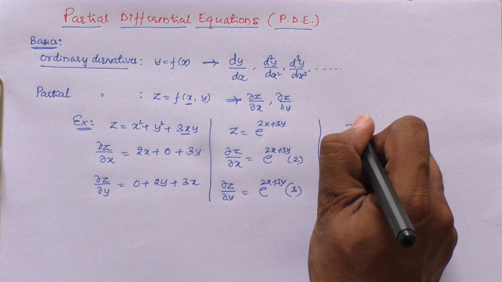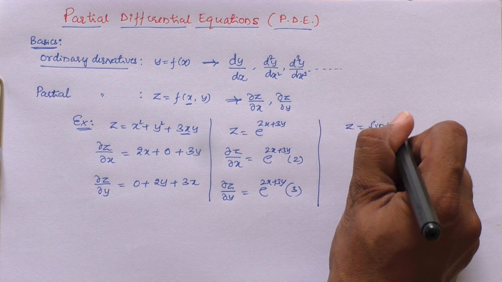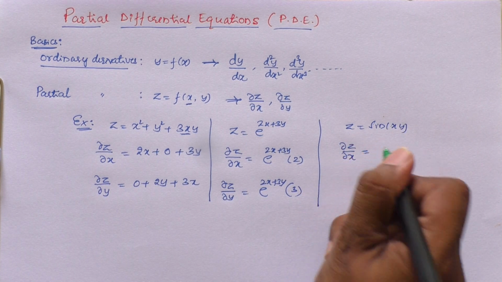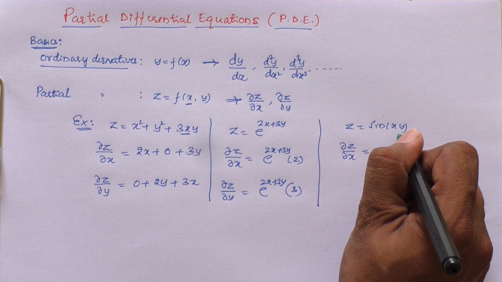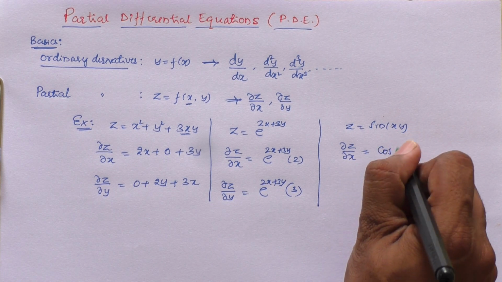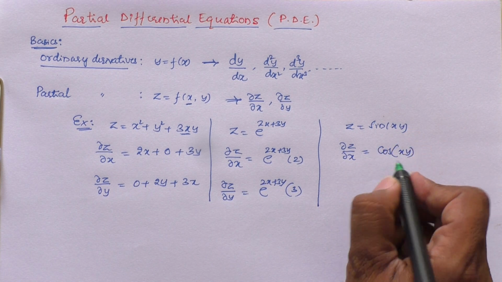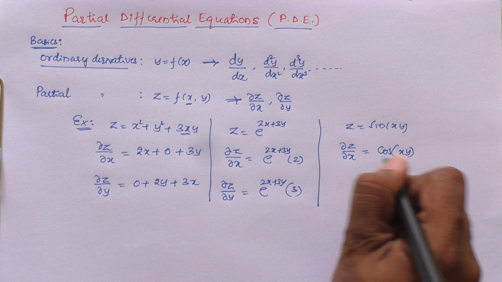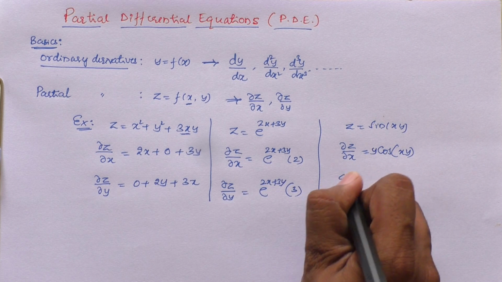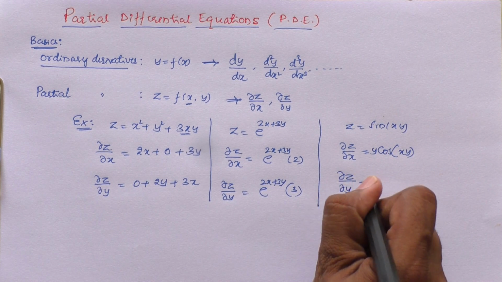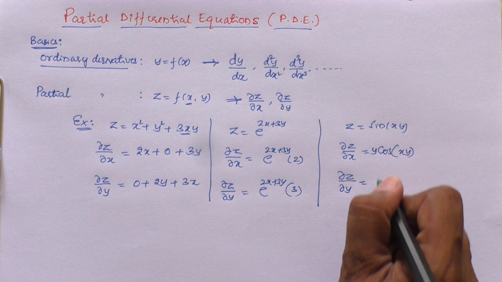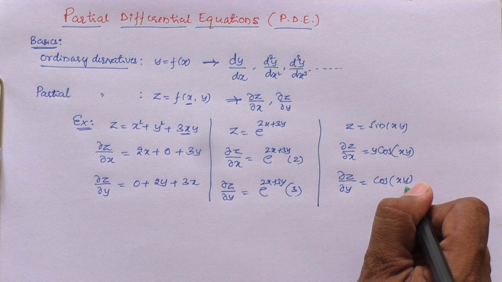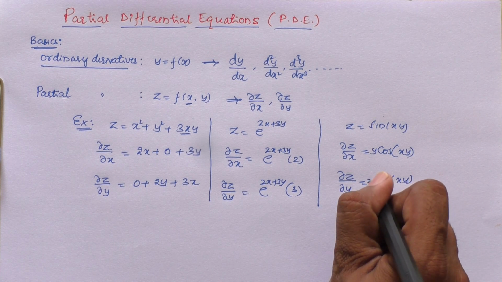Now similarly z equal to sin xy. So the derivative dou z by dou x, differentiate with respect to x. Sin xy differentiation, sin differentiation is cos xy. With respect to xy, x is the variable, so xy differentiation is y. Dou z by dou y: here sin differentiation is cos xy, and with respect to xy, y derivative is 1, so x, multiplied by x.